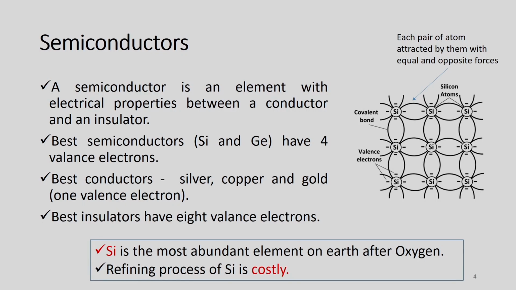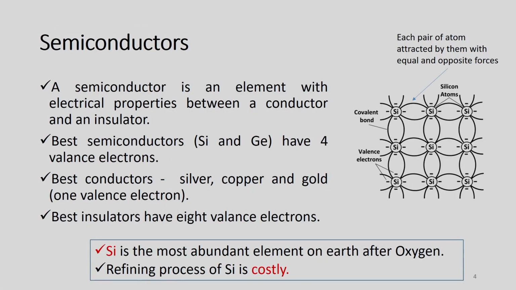So, what is a semiconductor? A semiconductor is an element with electrical properties between a conductor and an insulator. Base semiconductors are silicon and germanium, having 4 valence electrons, and the best conductors are silver, copper and gold. In conductors, only 1 valence electron will be present. For insulators, there will be 8 valence electrons. Examples of insulators are glass, which is the prime example.